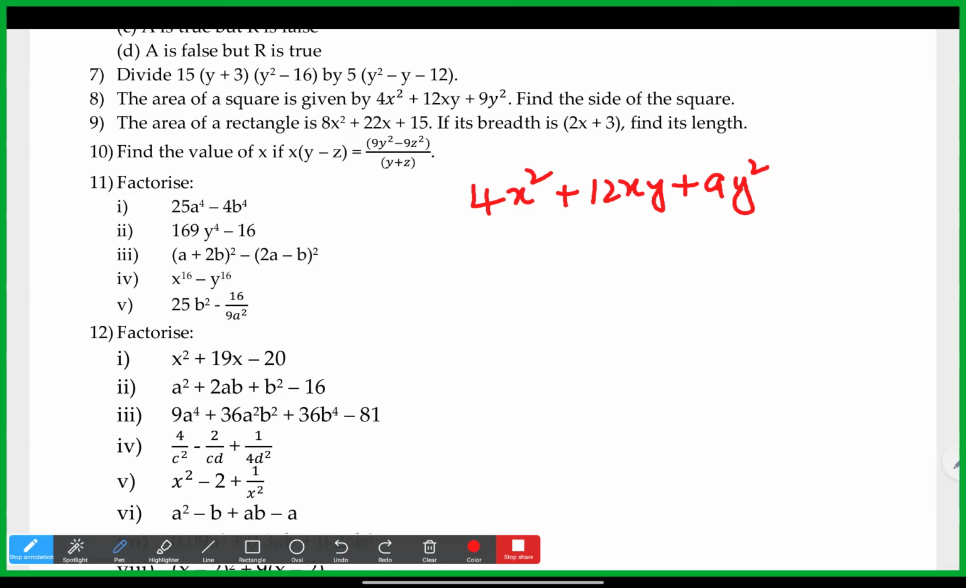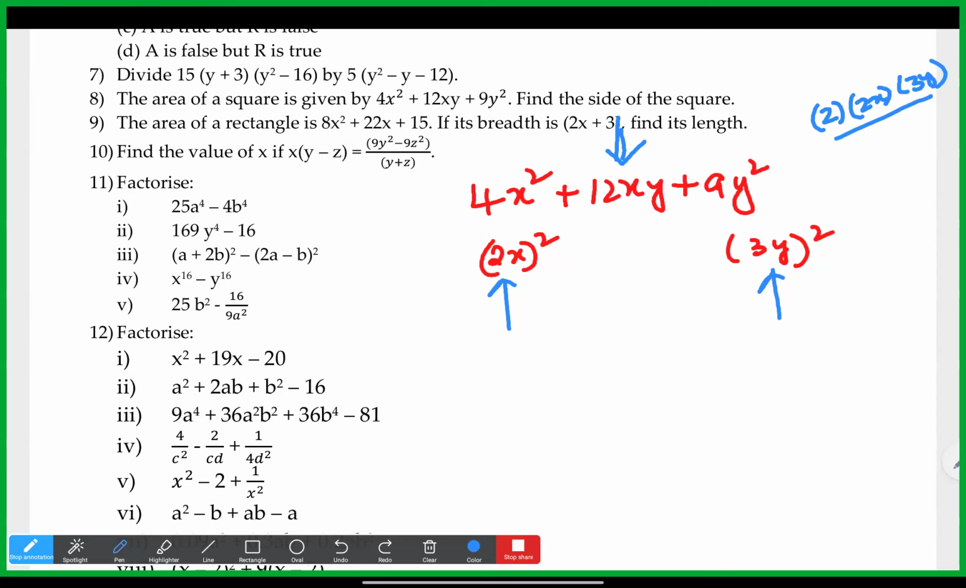So now what I will do is I'll write 4x square as 2x whole square and 9y square as 3y whole square. Now, according to me, I'll consider this as a and this as b in my brain or in the rough space. Now I'll write 2ab. According to me, a is 2x, b is 3y. I'll multiply this and check if the middle term will come. So 2 2s are 4, 4 3s are 12, xy came.